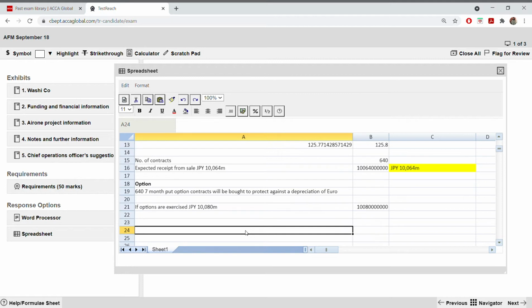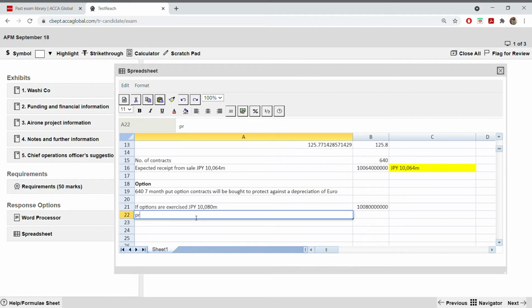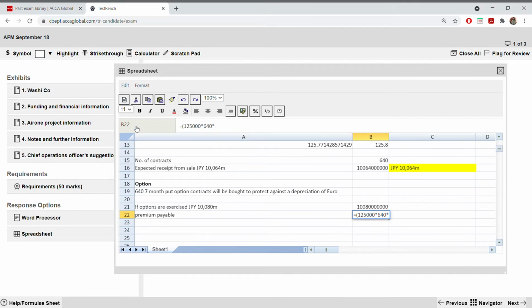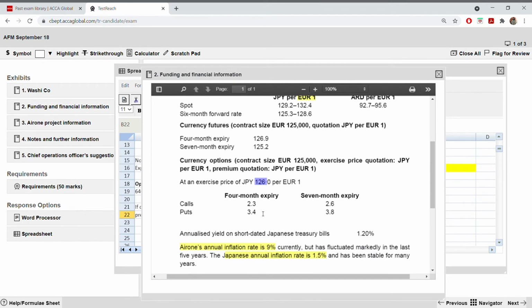Now premium payable. We have to pay the premium. So the premium payable will be equal to 125,000 is the contract size, multiply by number of contracts, 640, multiply by the premium. What is the premium? To get the premium, go to this and check out the premium. Premium for 7-month put option is 3.8.